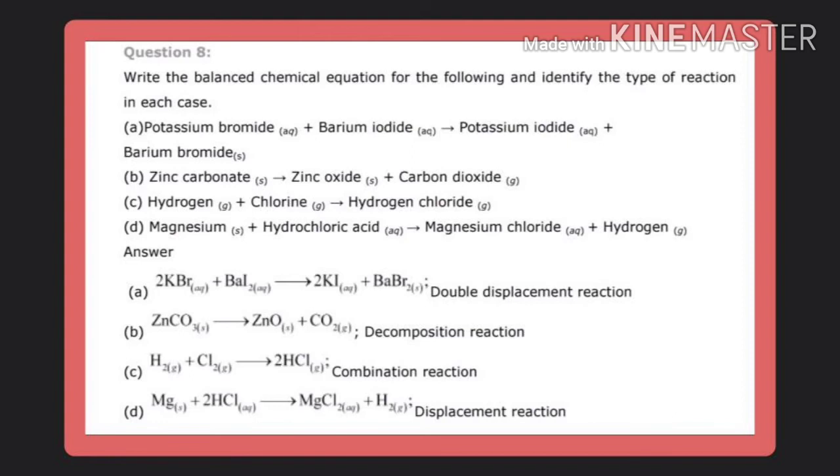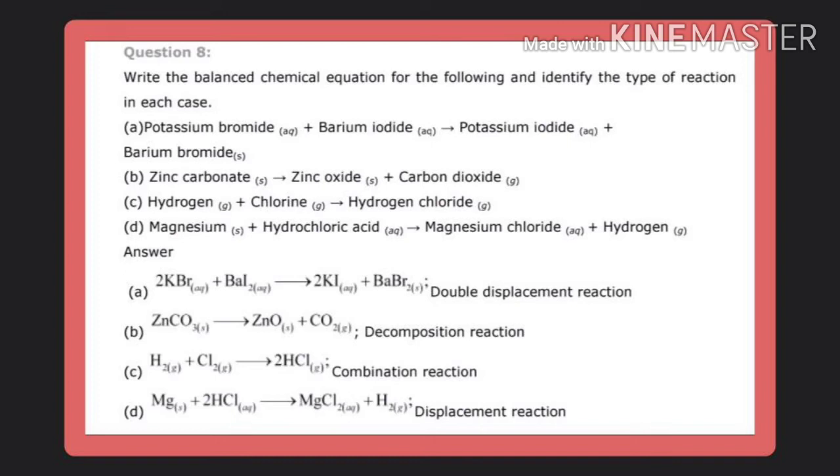Next question. Write the balanced chemical equation for the following and identify the type of reaction in each case. Another balancing question. Okay, now here you have to identify also which reaction it is. After doing this question, you can visit the previous questions and also try and identify which type of reactions they are. It will be good practice for you. So the first one is potassium bromide plus barium iodide gives potassium iodide plus barium bromide. Now here, this is an example clearly of double displacement reaction.